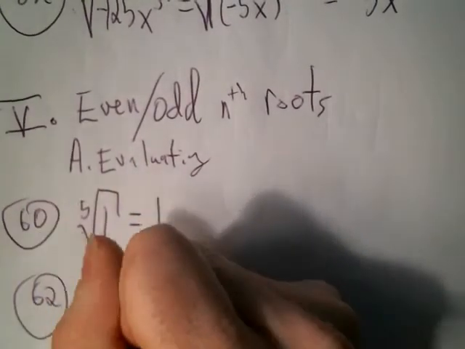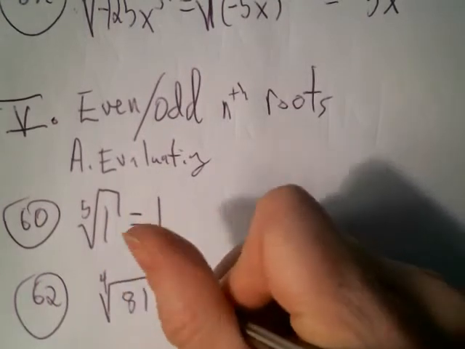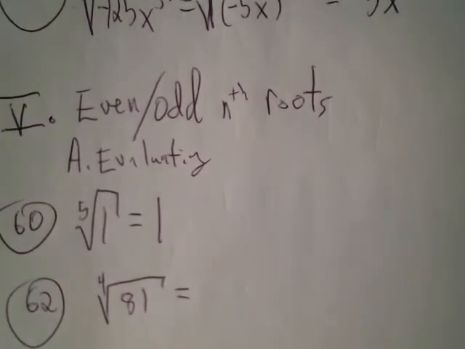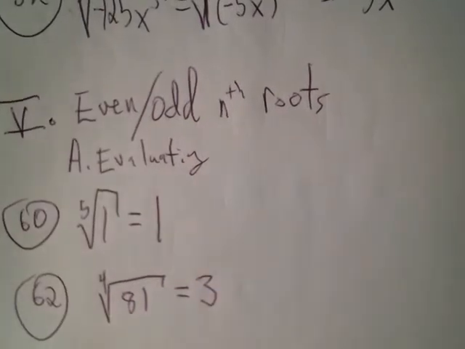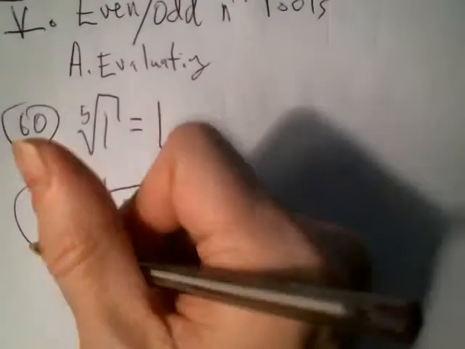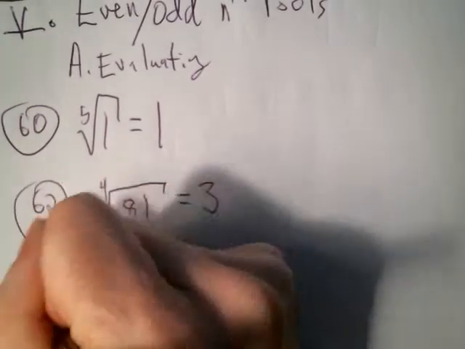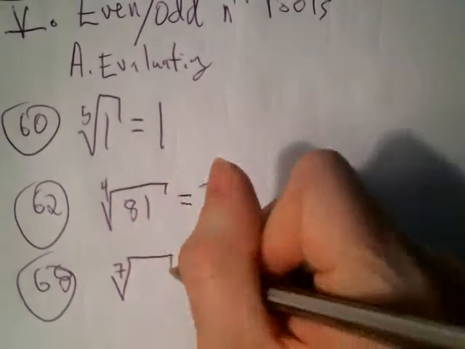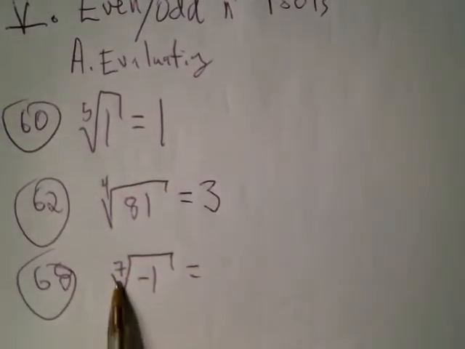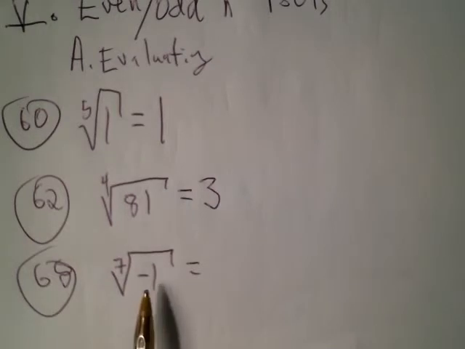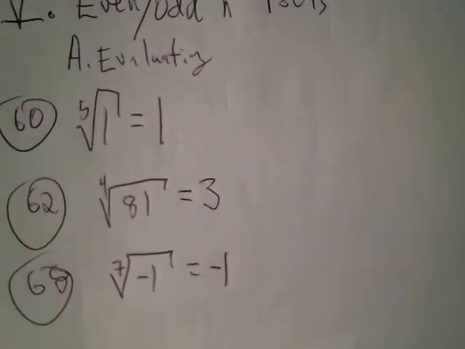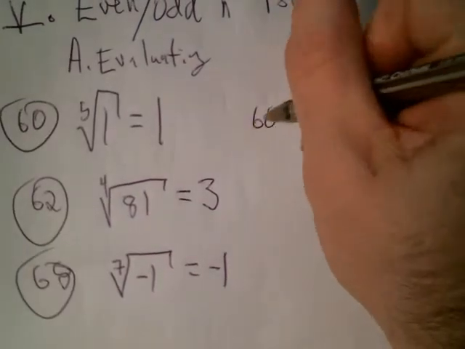Here we have the 4th root of 81. So what times what times what times what is 81? That's probably 3. 3 times 3 is 9, times 3 is 27, times 3 is 81. 68, we have the 7th root of -1. It's an odd root, so we can take the odd root of a negative, and we're left with a negative. And if you work it out, yes, -1 times -1 times -1 times -1 times -1 times -1 times -1 is -1, okay? So it does work. If you don't believe me, try it.